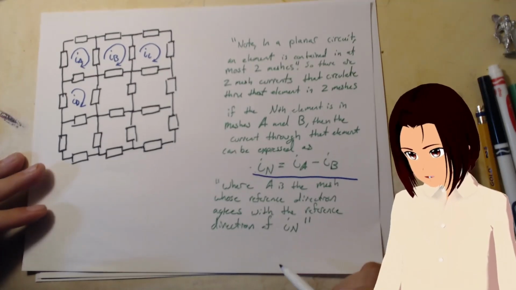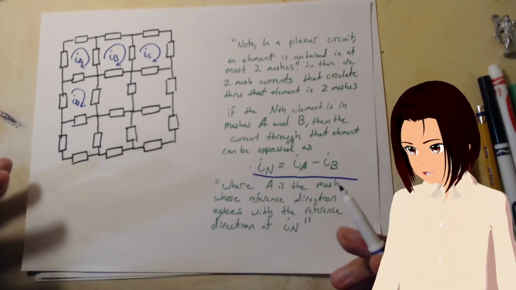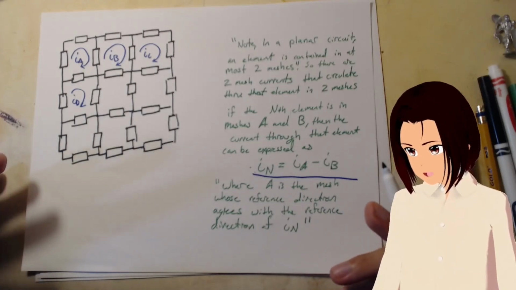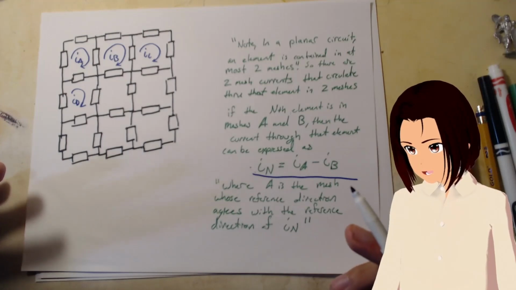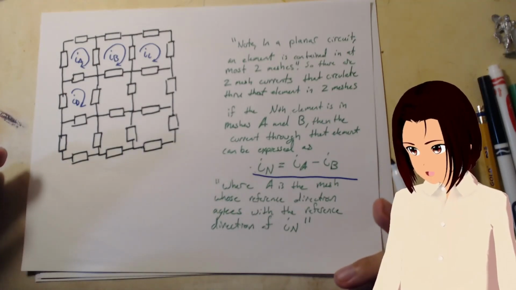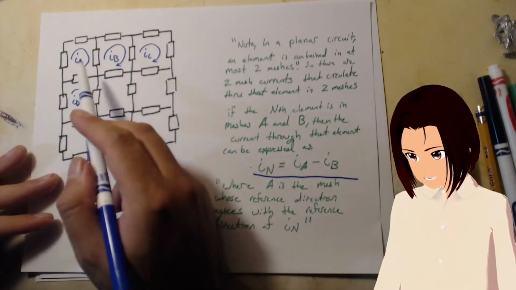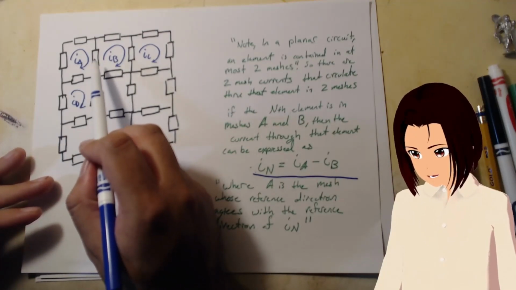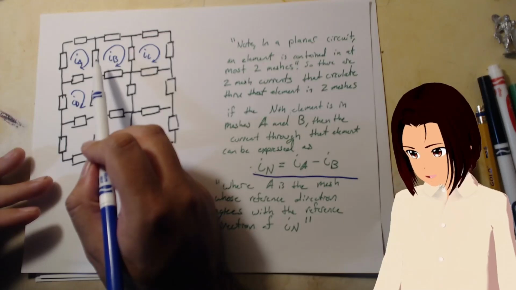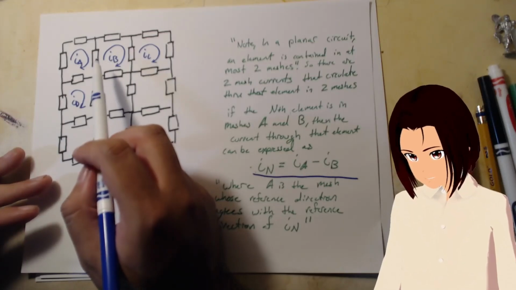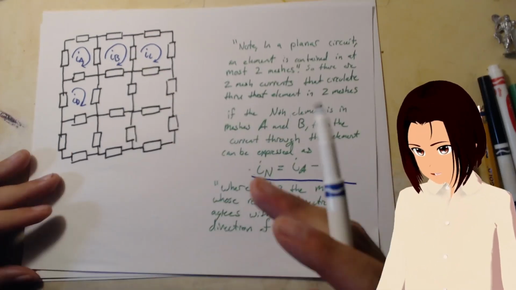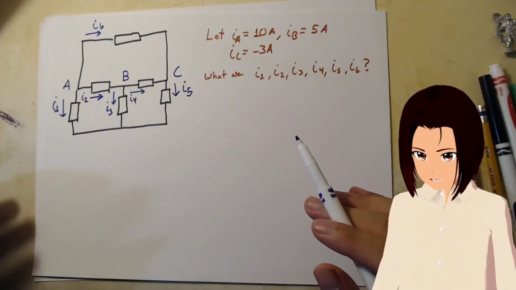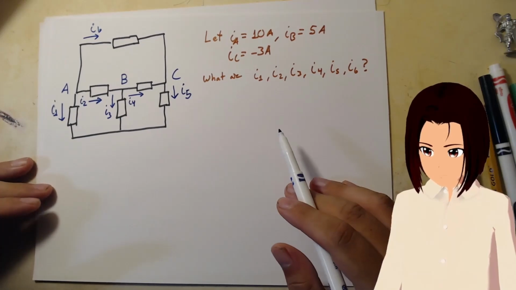So if we're formulating the mesh equations, we're going to be using Kirchhoff's voltage law, KVL. And in this analysis of A, we're going to see that this is in agreement with our formation of our equation. So let me do an example. I'll clear all this up. Say we have a circuit like this, and we want to figure out what's happening.